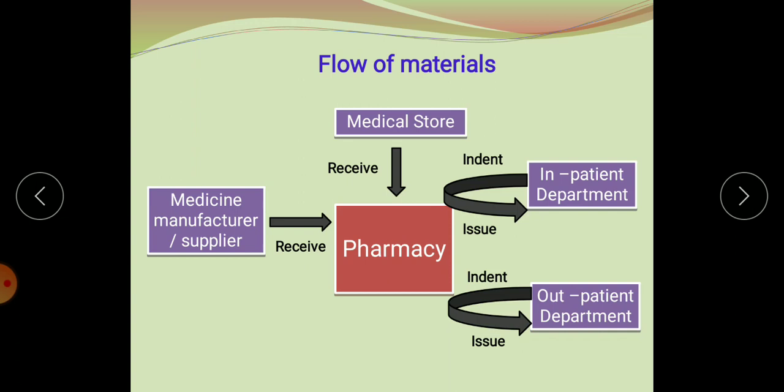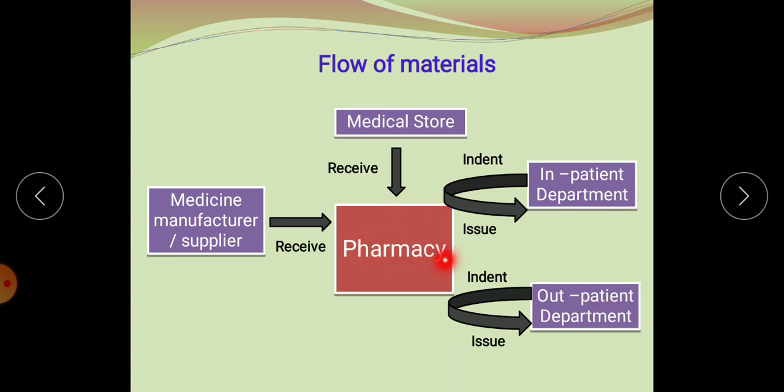First of all, from the medical store or any medicine manufacturer or supplier, the pharmacy receives the medicines and the pharmaceutical preparations. First, the pharmacy will forecast the demand: what type of medicine is needed within the hospital, what type of medicine is widely used, and what type of medicines are in scarcity. This requisition will be given to the medical store or the medicine supplier, and as per that they will receive the medicine. And this requisition will be as per the inpatient department and outpatient department.